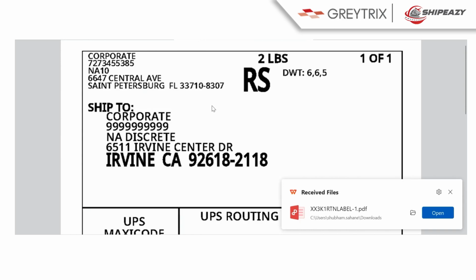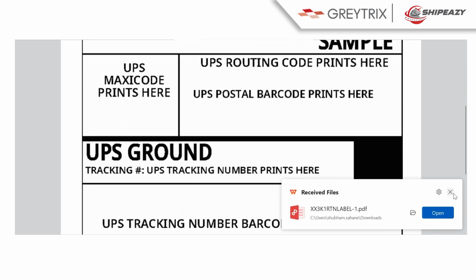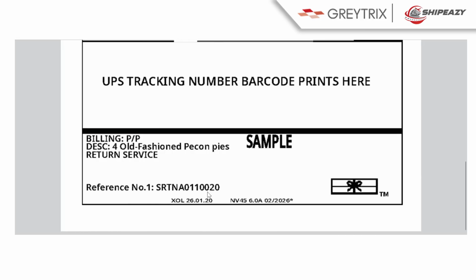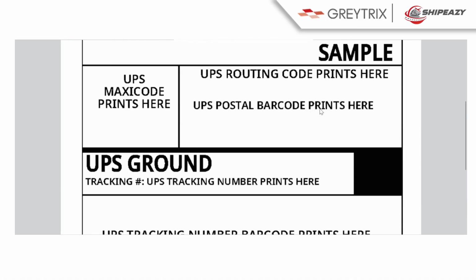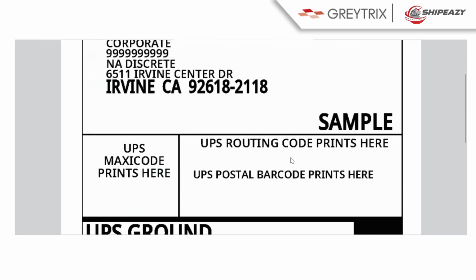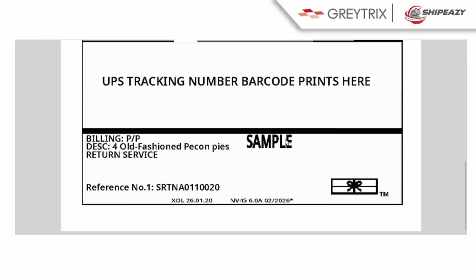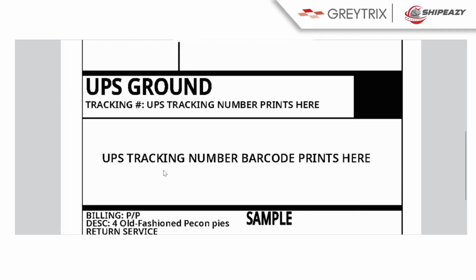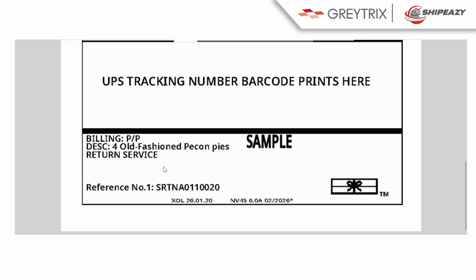The return label clearly displays the return number and the product name. Also, you can see the barcode and the return service on the label. This ensures the customer knows exactly which product is being returned and avoids any confusion during receipt.